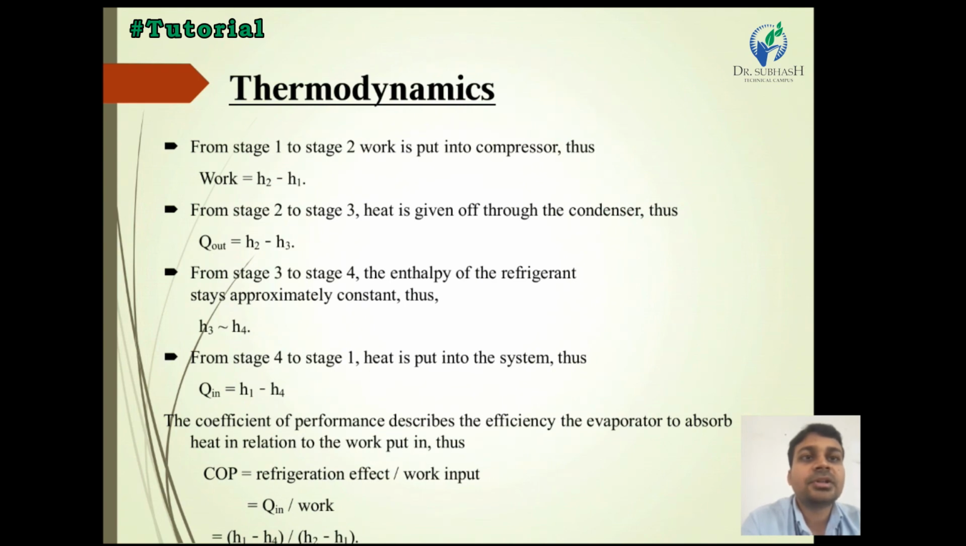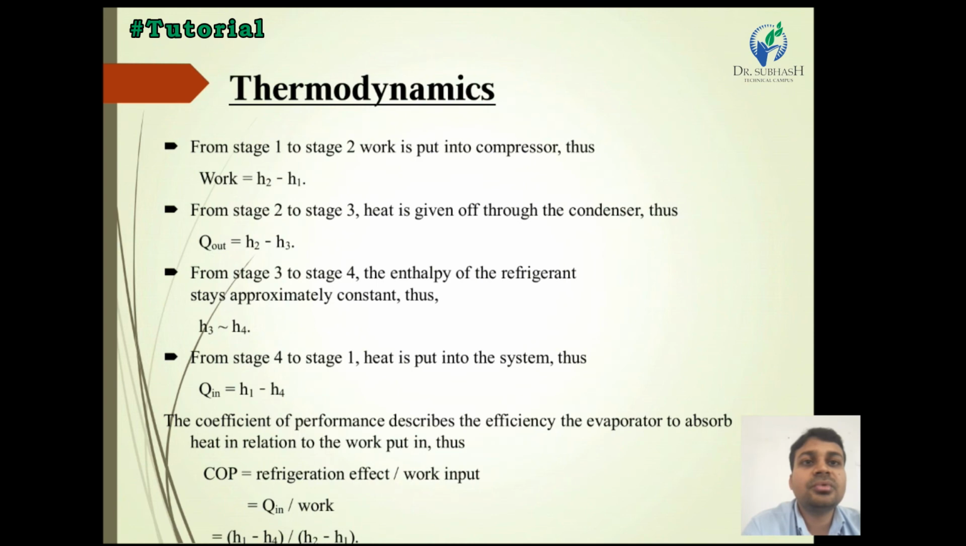Next, the thermodynamic stages equations. From stages 1 to 2, work is put into the compressor. Thus, the work is H2 minus H1, the enthalpy difference in the compressor, where H2 is the higher enthalpy and H1 is the lower enthalpy. H2 is the compressor outlet enthalpy and H1 is the compressor inlet enthalpy. After the compression process, the temperature rises and the enthalpy also increases.